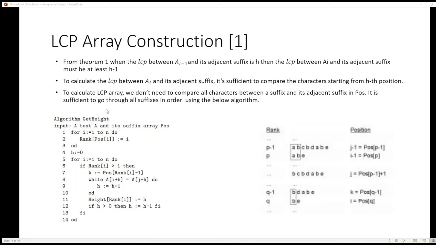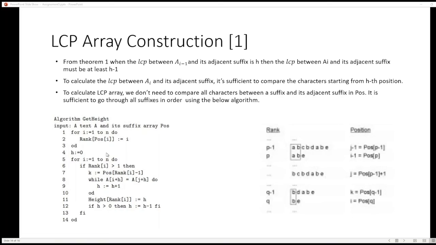So to calculate the LCP between A_I and its adjacent suffix, it's sufficient to compare the characters starting from the H position. So to calculate the LCP array, we don't need to compare all characters between the suffix and its adjacent suffix in the position array. It's sufficient to go through all suffixes in order using the algorithm below. So let's check now how this algorithm works.